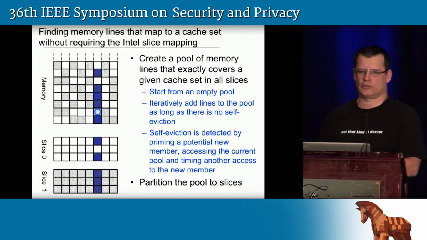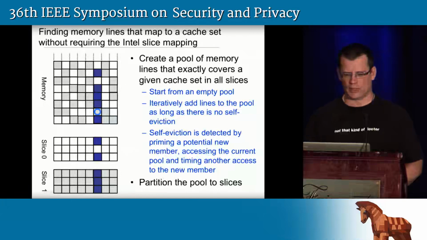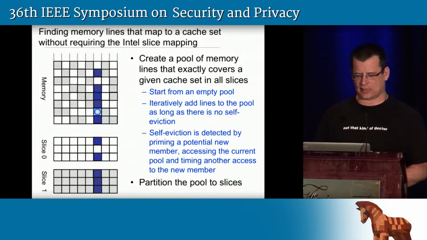So now we have 2 possibilities. Either the candidate remains in the cache or it is not in the cache, and we can distinguish between these 2 by measuring the time it takes us to access this candidate. If it is still in the cache, we can add it to the pool. If it is not in the cache, we know that we can't add it, and we pick another candidate. When the pool is full, then we can partition it into slices. We can do it the same way: we just pick a candidate and see conflicts with the pool when we start removing elements from the pool. So we are able to create eviction sets for every cache set, for every cache slice.